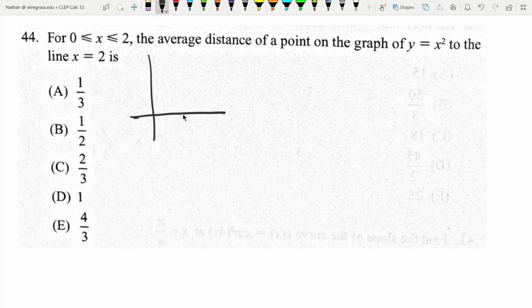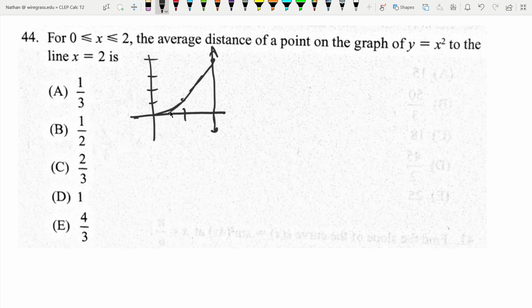So x equal to 2 is going to be this vertical line here. And y equals x squared, so at 2 goes up to 4, so 1, 2, 3, 4. 1 goes to 1, 2 goes to 4. So this is our graph here. And it says, find the average distance between a point on this graph and this line.